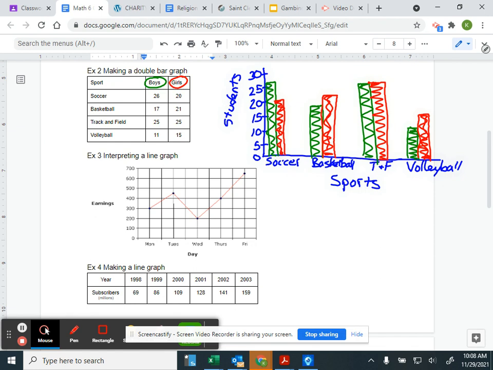We can see that they were even for the track and field. There were more girls playing basketball and more girls playing volleyball. More boys were playing the soccer. So you can compare your data easily.